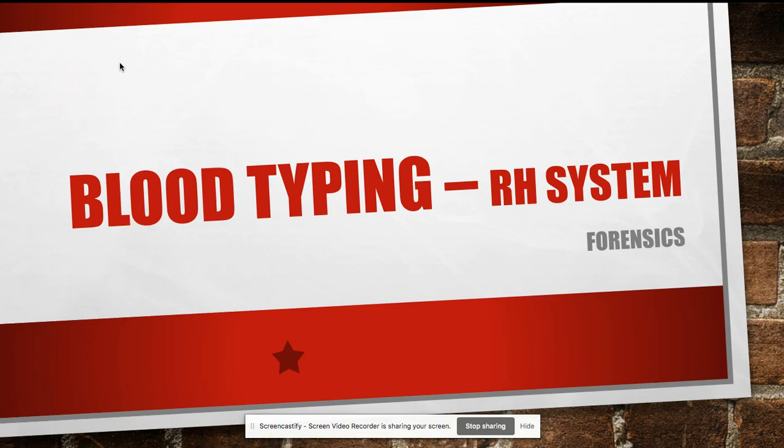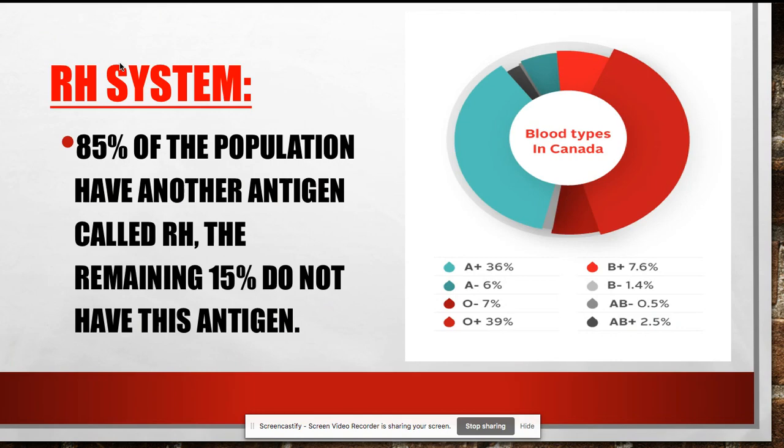Okay, it's actually interesting to know that 85% of the population have this other antigen called RH, or Reese. The remaining 15% do not have this antigen. And so that means that a lot more people here in Canada, at least, have positive blood, and it's more rare for you to be negative. So if you actually look at this picture over here, you can tell with any blood type, the negative blood type is a lot less common, right?